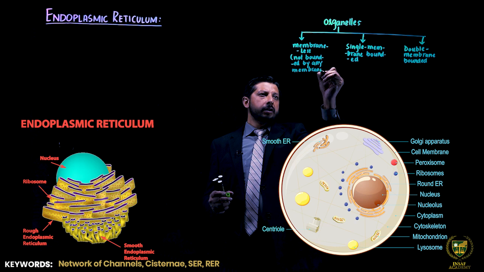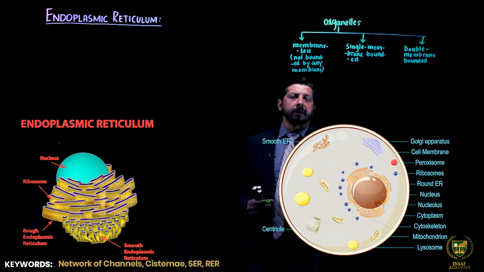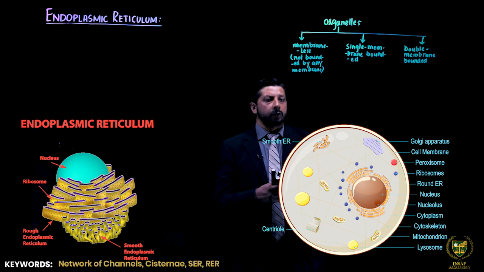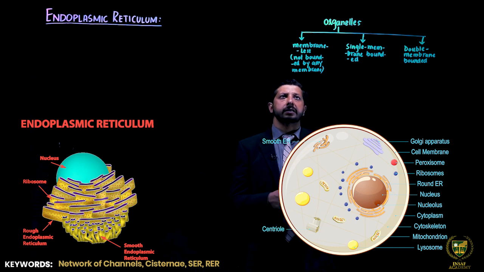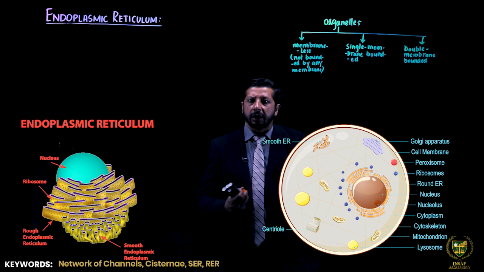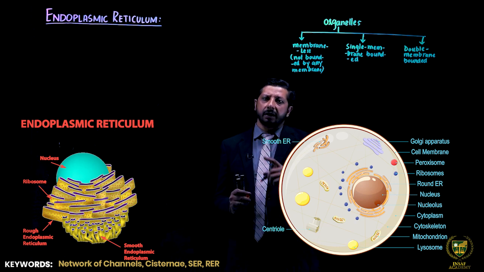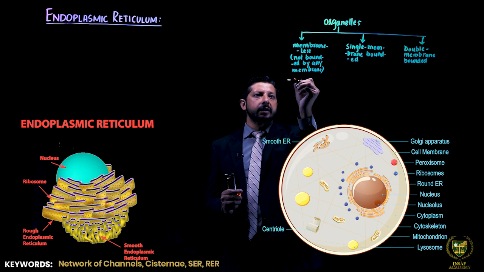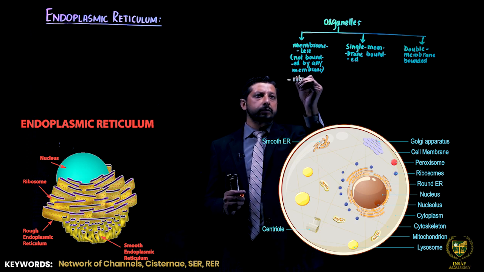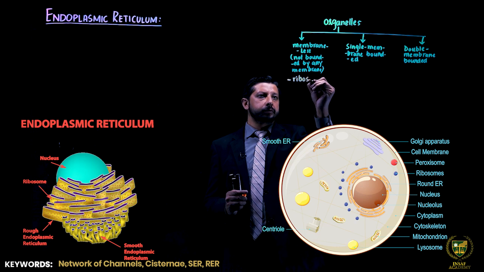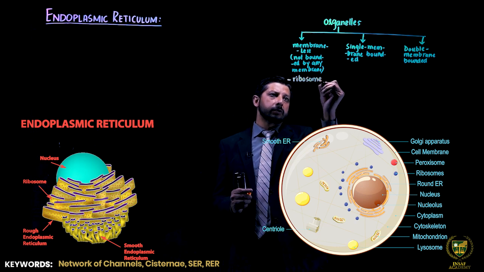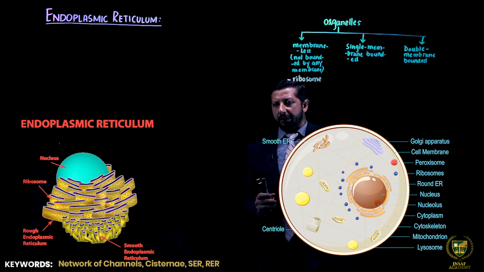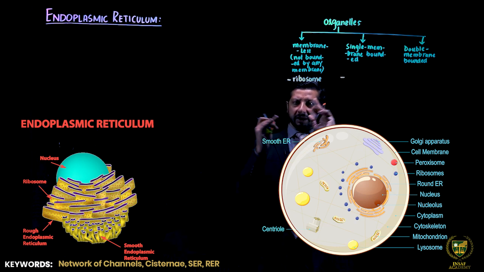Clear? So these are the three categories of organelles, if we divide them generally. As far as the membraneless organelle is concerned, there is a single organelle which is membraneless, and that is ribosome. Number two, the single membrane bounded organelles, which are bounded by a single membrane.